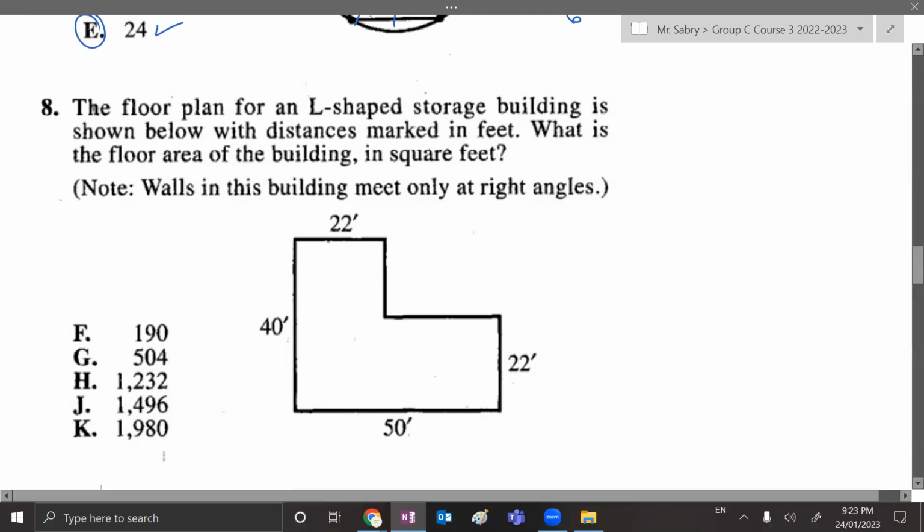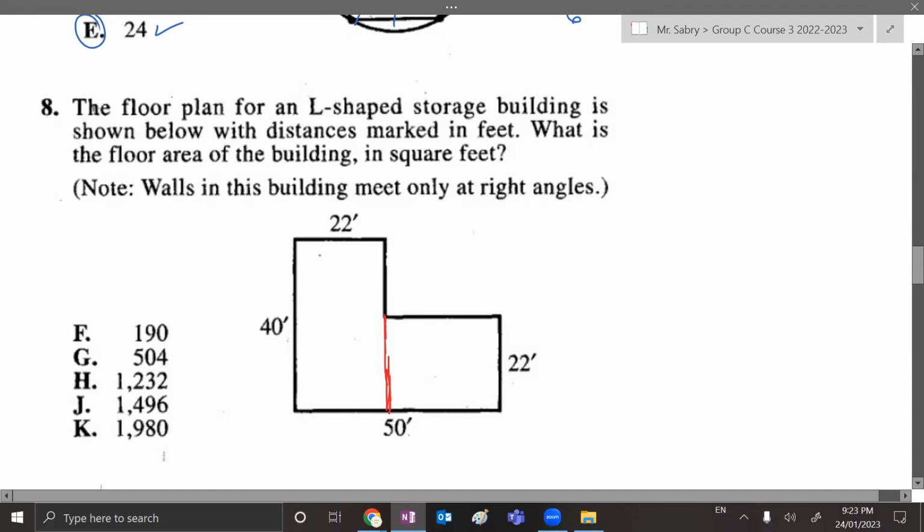The best thing to do is to split this shape into 2 parts. That's the best way to think about it. So you can split it this way, or you can split it the other way, and in both cases it will give you the same exact answer. And you're going to work on each part separately.